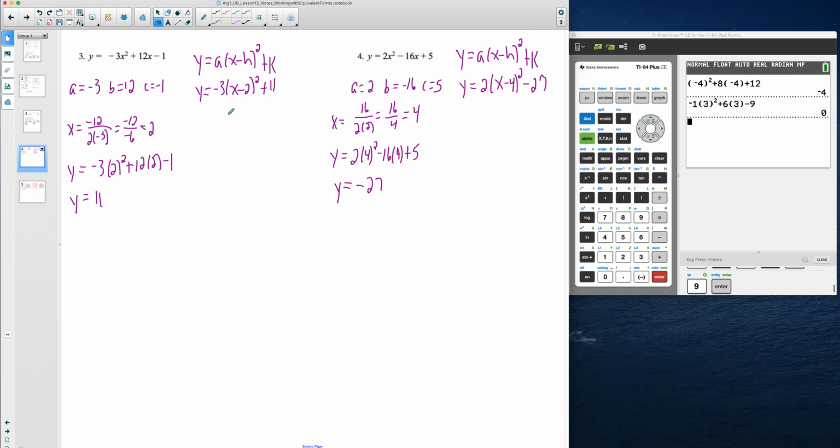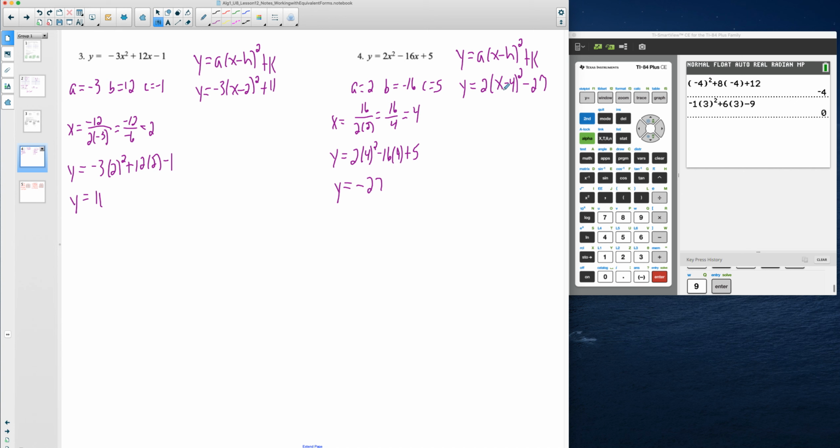All right. Now, moving on to number 4. All right, very similar process. A is 2, b is negative 16, c is 5. All right, so when I do the opposite of b, this becomes a positive, and then I have 2 times 2 in the denominator. 16 divided by 4 is 4. All right, and then we just got to take that 4 and go back and plug it back in. All right, so 2 times 4 squared minus 16 times 4 plus 5. And you should get negative 27. If I take our a value, our h value and our k value, plug it in. There is your equivalent form.